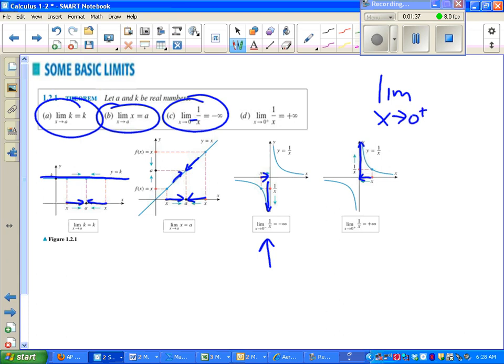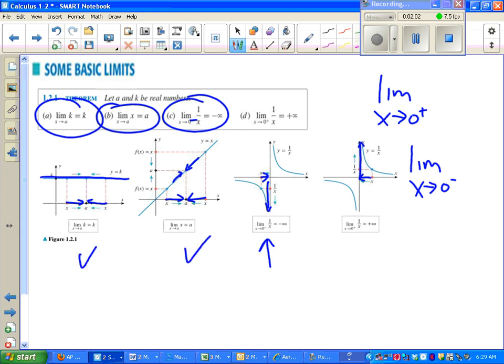That little plus sign that looks like an exponent is really saying get close to that number on the right-hand side. Just like if we see that same notation with the minus sign, that means we're getting close to x on the left-hand side. If we don't see the plus or the minus, that means we have to look at both sides. And if both sides don't match up, we say the limit does not exist.